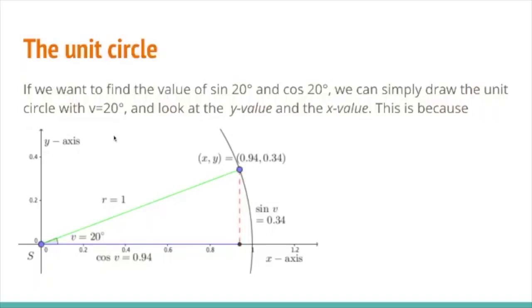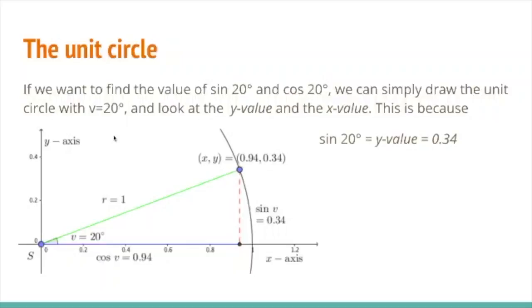So looking at this picture, what we have done is we first drew the unit circle. That is the circle with center in 0, 0 and radius 1. And then we measured up 20 degrees. So you see here v is 20 degrees. And then we wanted to measure what are the y value and the x value here. So we measured that the y value was 0.34 and the x value was 0.94.